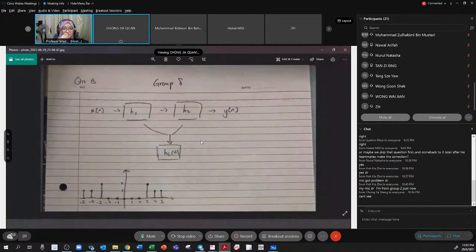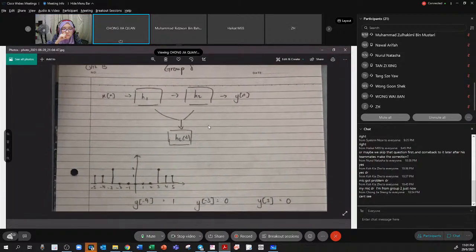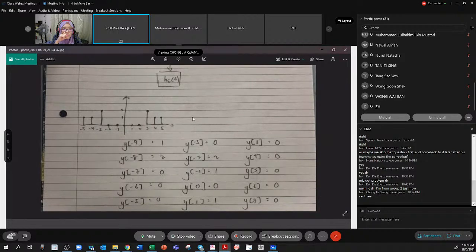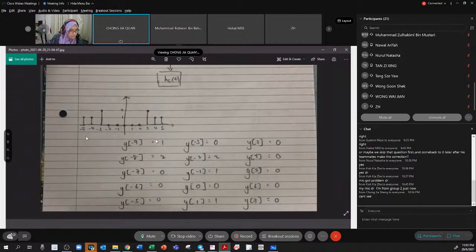Okay, so, go up. As I mentioned just now, h1 times h2 equals h. Then we need to do the convolution sum. Now I reverse the h2, which is 5 and -5, and convert still the same. And then I start to move the h2 to find the first point to overlap the h1.